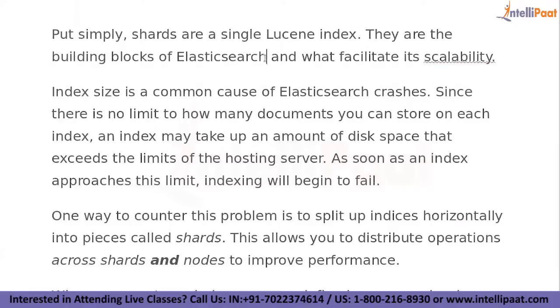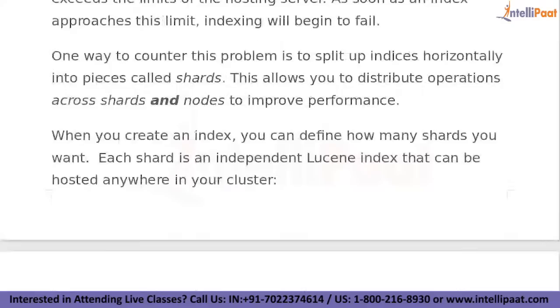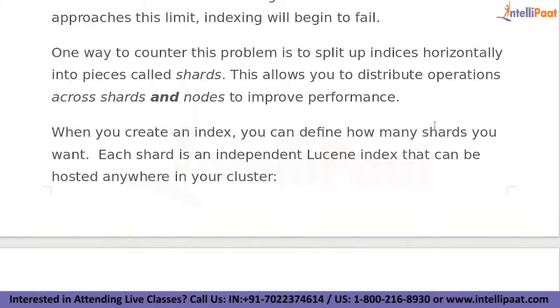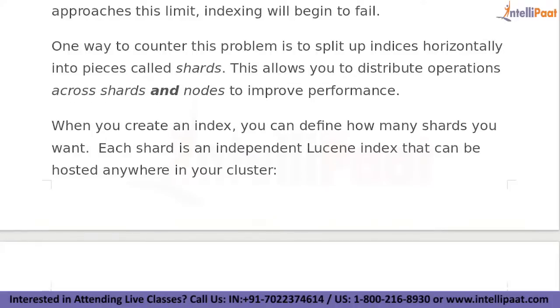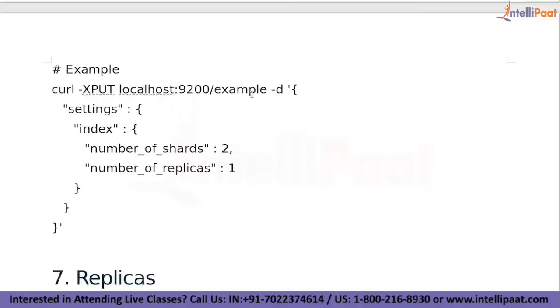And when you create an index, you can define how many shards you want upfront, and each shard is an independent Lucene index that can be hosted anywhere in your cluster, okay? So when you are creating this index, you can specify the number of shards and the number of replicas. Number of replicas means that shards will be replicated, because if you only have one shard on each server and one of the servers is down, then 25% of the data will be unavailable for you.